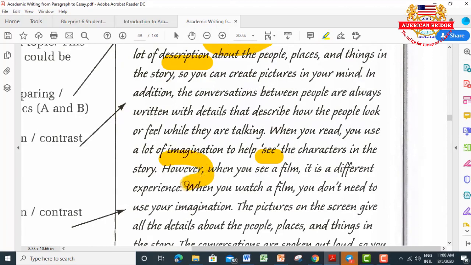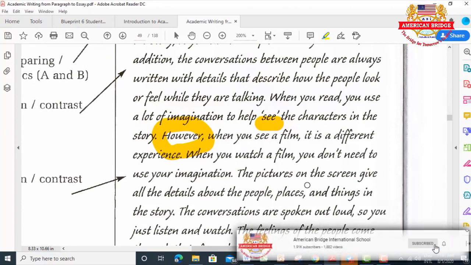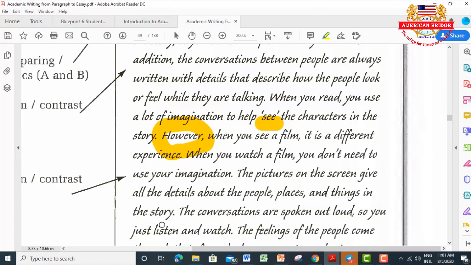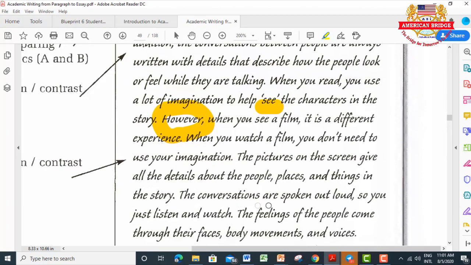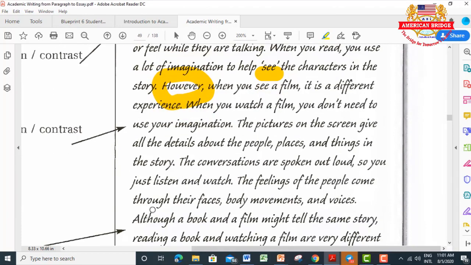Now they use the word however here, which we call a contrastive signal, a word used to show the differences. So when you see a film, now you start to analyze the sentence with the film, a different experience. When you watch a film, you don't need to use your imagination. The picture on the screen gives all the details about people, places, and things in the story. The conversations are spoken out loud, so you just listen and watch. The feelings of people come through their faces, body movements, and voices.